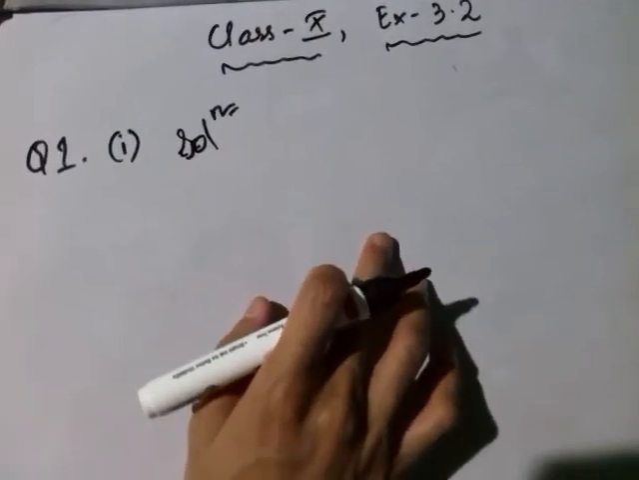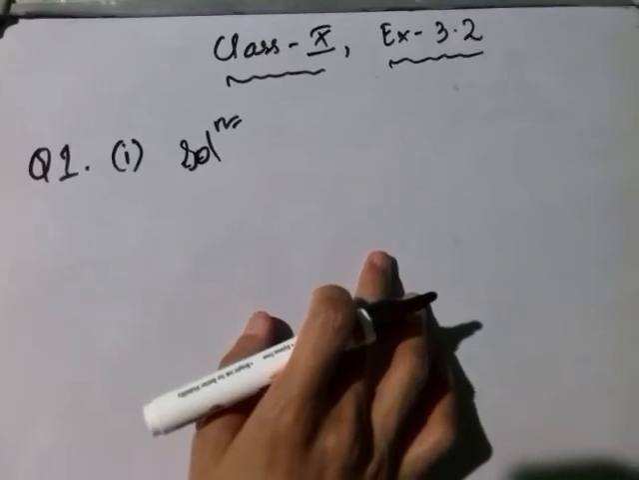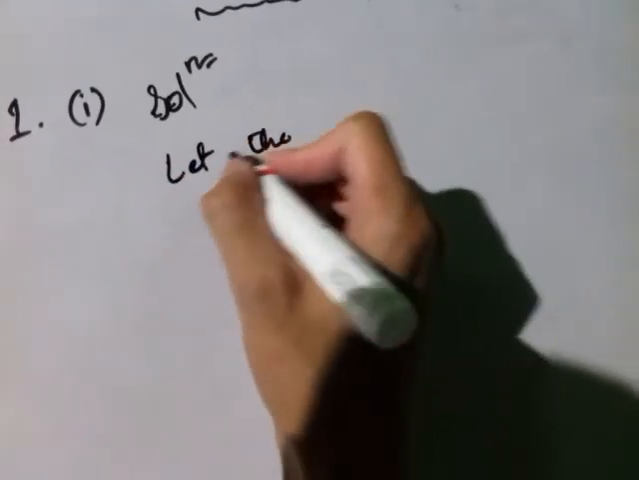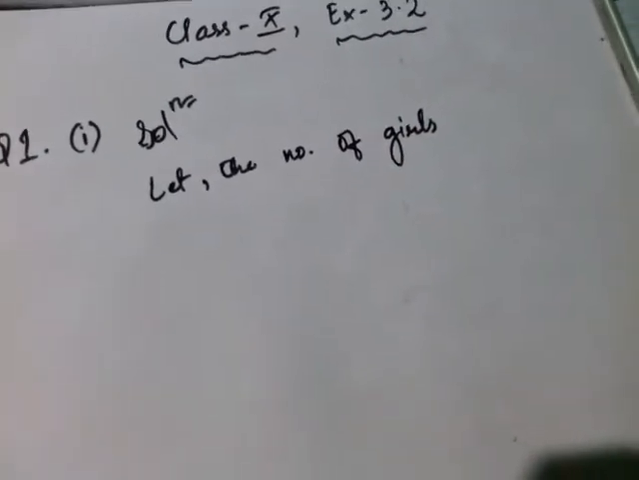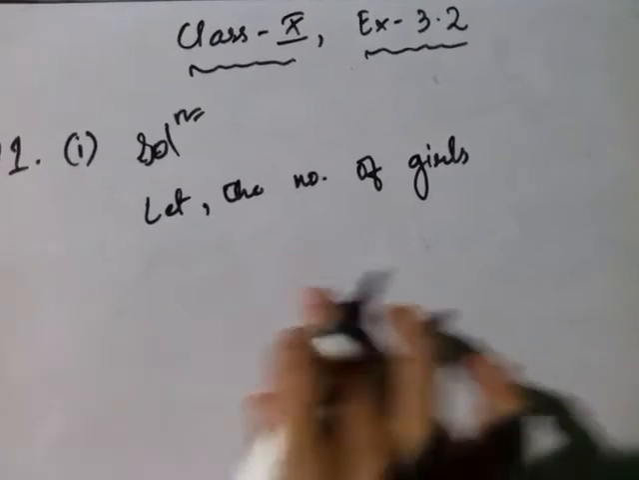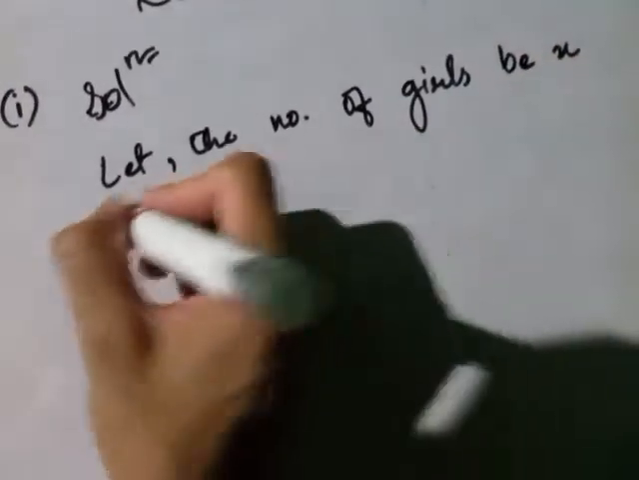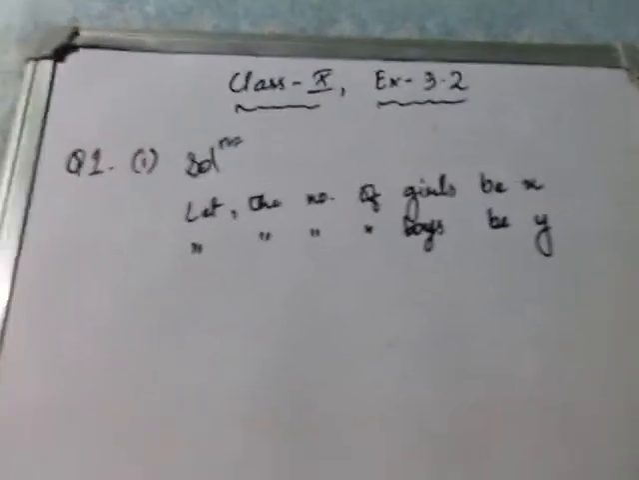They told us to find the number of boys and the number of girls. So we will take, let the number of girls be x first, because they have written the number of girls first. But in the end they have written boys, so you can take anyone. We will take let the number of girls be x, and let the number of boys be y. So you will write the solution like this.